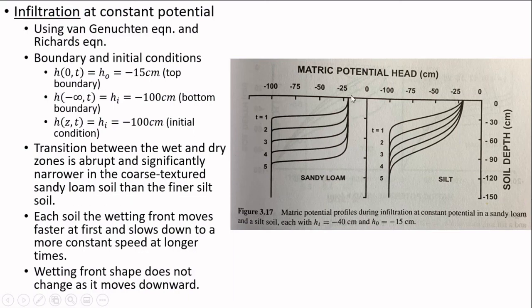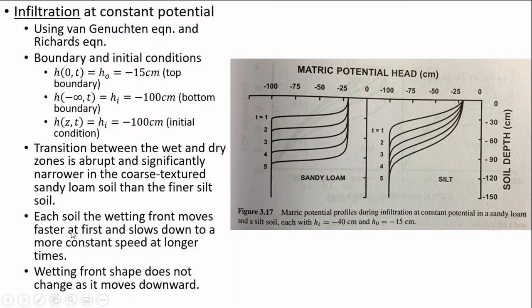So in coarser texture like sandy loam, the change in the water infiltration front is more dramatic. But if you look at the silt, the change is less dramatic, because in coarse soil, water can enter at a faster rate, so the water will be pushed down faster. That's why the change is more dramatic. All the wetting zone happens at a very short distance.